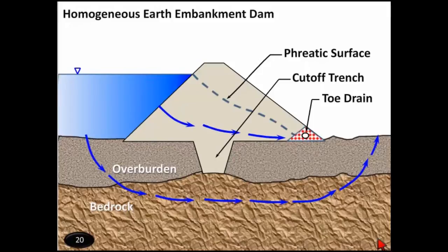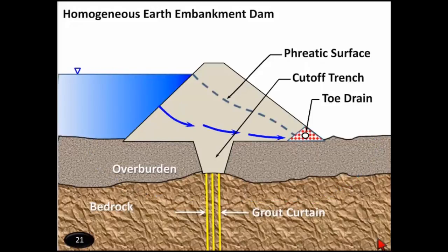Then, if the overburden wasn't too deep, another effective way of controlling seepage through the overburden was to excavate a cutoff trench and then to place compacted earth material in there to make that zone more impervious, more watertight, and control the seepage through the overburden.